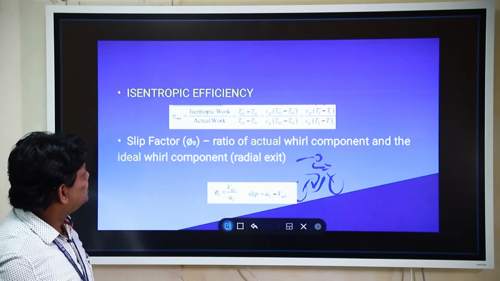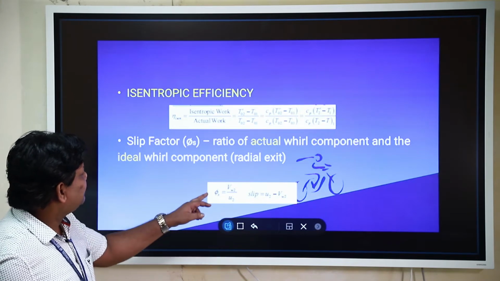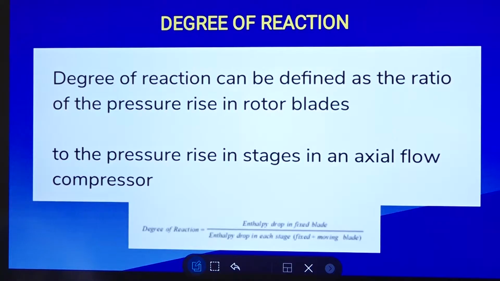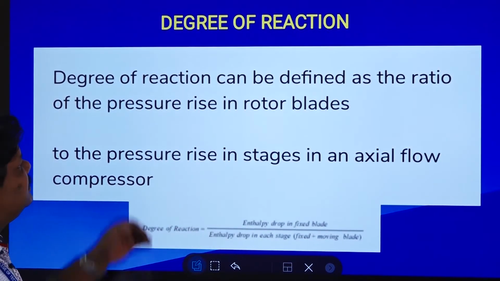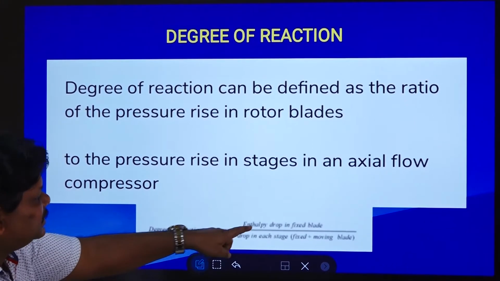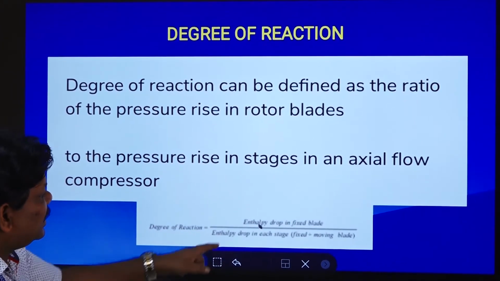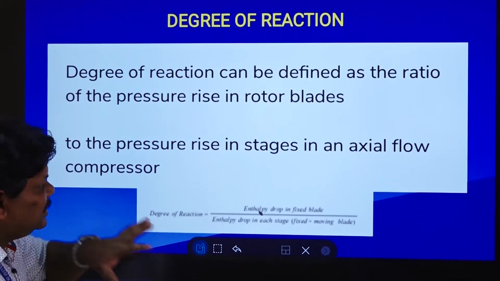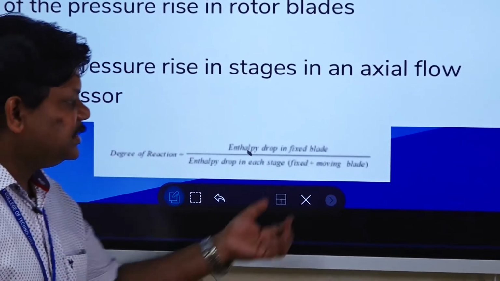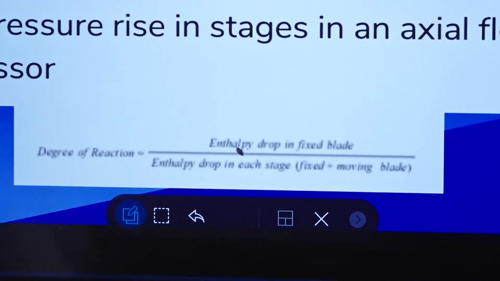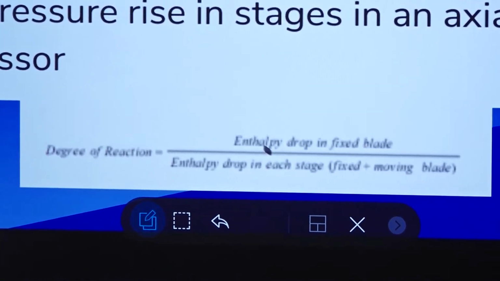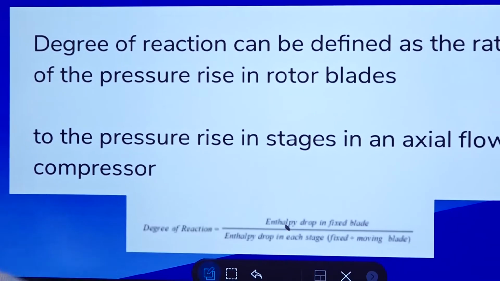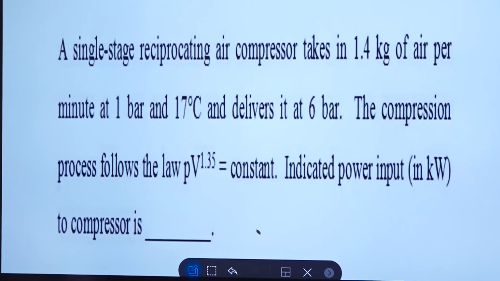So this is the formula for isentropic efficiency, and this is the formula for slip, that is U2 minus VW2, the whirl velocity. The next is the degree of reaction. It can be defined as the ratio of the enthalpy drop in the fixed blade to the enthalpy drop in each and every stage, that is fixed plus moving blade. Or it can be defined as the ratio of pressure rise in the rotor blades to the pressure rise in each and every stage in an axial flow compressor.